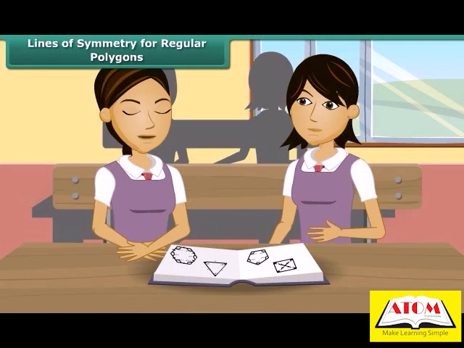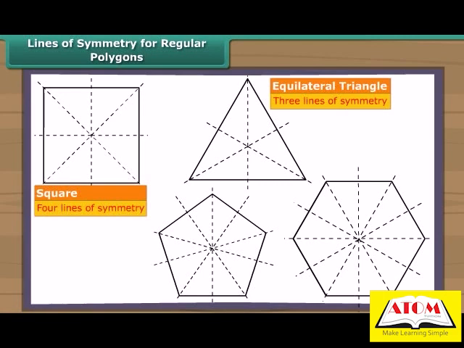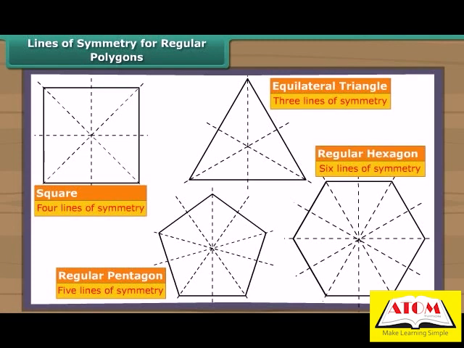There all the sides are equal and the measures of their angles are also equal. Are the regular polygons symmetrical? Yes, the regular polygons are symmetrical figures and have many lines of symmetry. Look at these figures. An equilateral triangle has 3 lines of symmetry. A square has 4 lines of symmetry. A regular pentagon has 5 lines of symmetry. And a regular hexagon has 6 lines of symmetry.